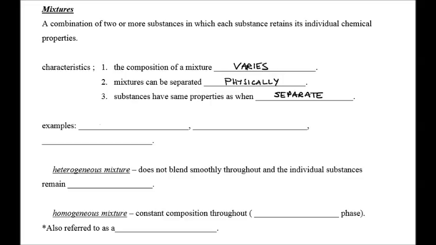Examples of mixtures: salt water. If you let the water evaporate, the salt is left behind. Iron and sulfur mixed. The iron stays magnetic, even when it's mixed with sulfur. And the aforementioned salad.